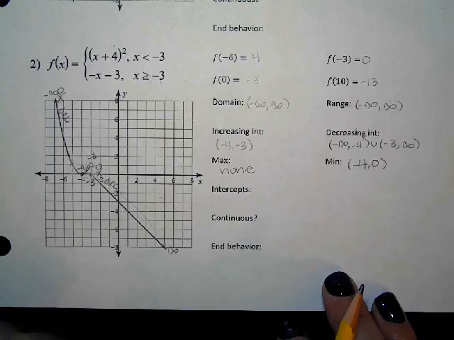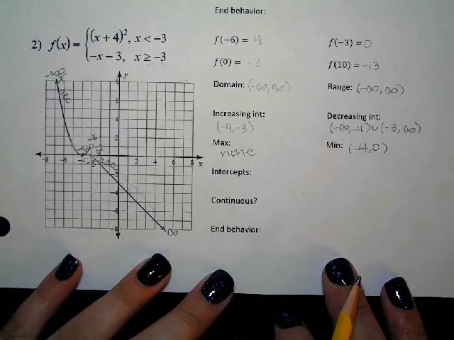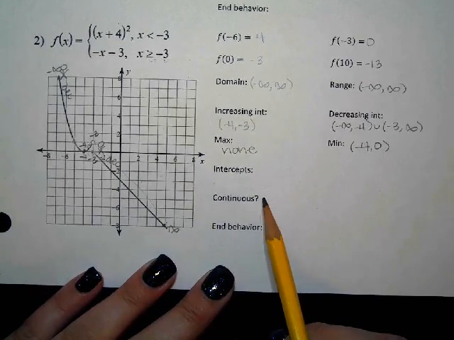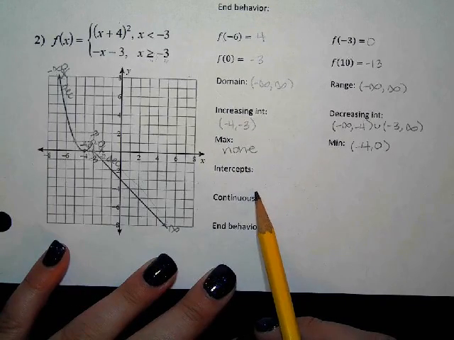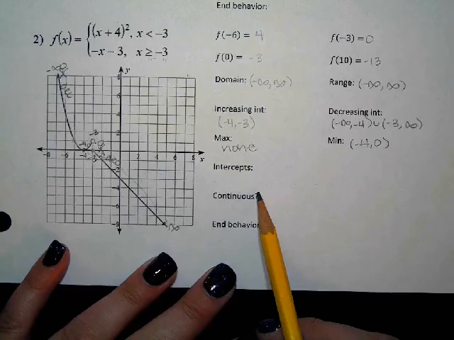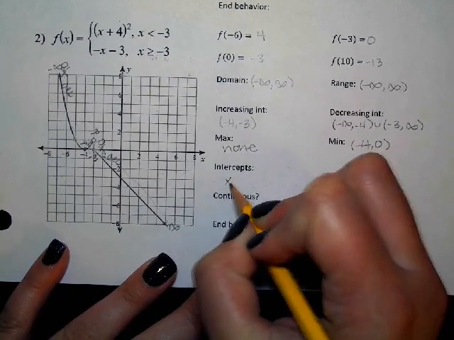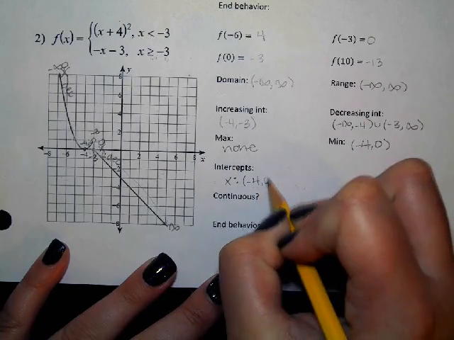Yes, exactly. All right, intercepts. X-intercept, Y-intercept. Do you see an x-intercept? Do you see a y-intercept? Yes. What's the x-intercept? -4 and -3. What's the y-intercept? 0, -3. Okay.